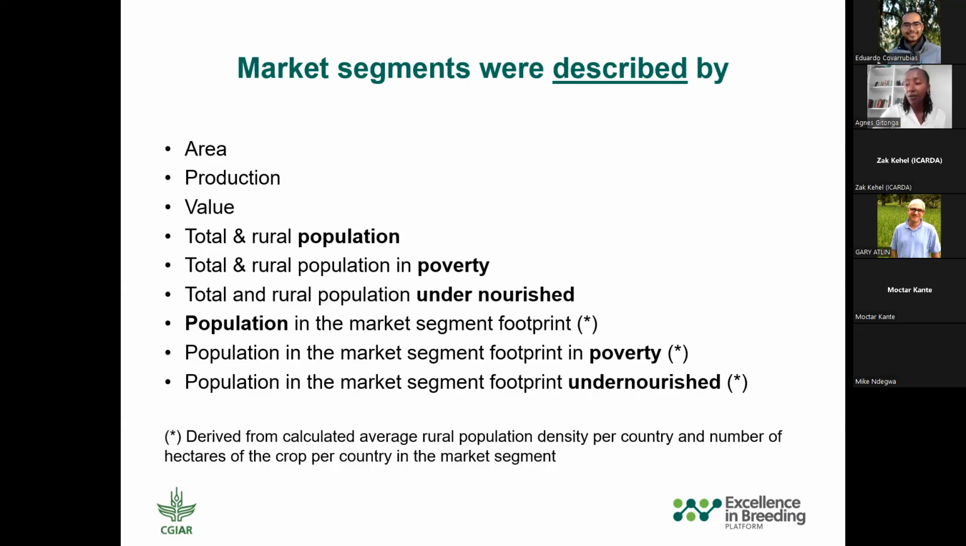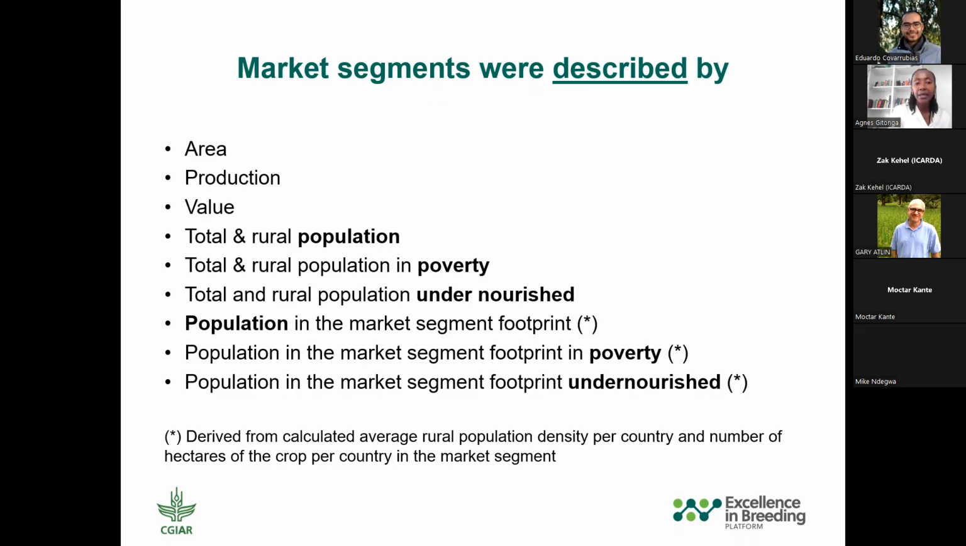And therefore, for the 428 market segments, we have the area under production for every market segment, the production, the value, and also the population metrics, where we look at the total population and rural population. We also look at poverty and undernourishment. And again, you can see with the trend, there is quite some effort to look at the impact areas, the CG impact areas. This has been the guide in terms of looking at the opportunity.